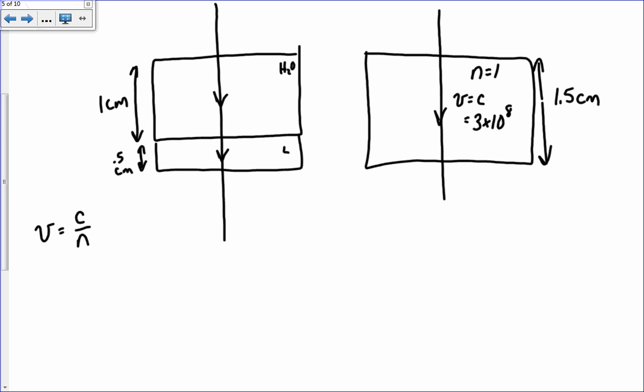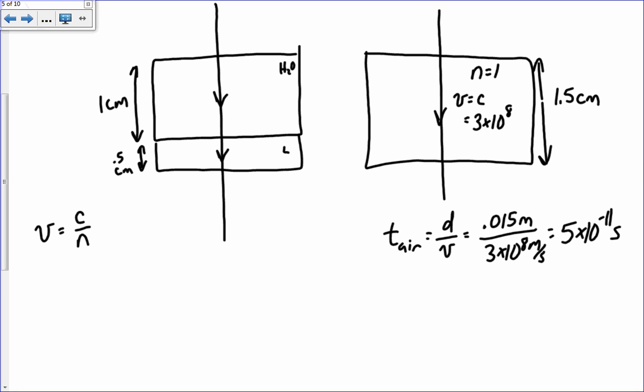Let's go ahead and calculate the time required to travel in air. The time in air is just the distance over the speed. That's going to be 0.015 meters divided by 3 times 10 to the 8th meters per second, which is the speed of light. And that gives me 5 times 10 to the minus 11 seconds.